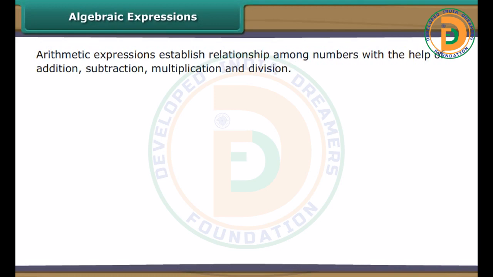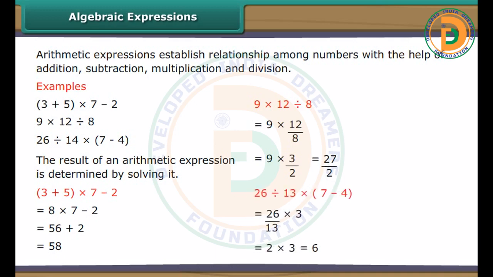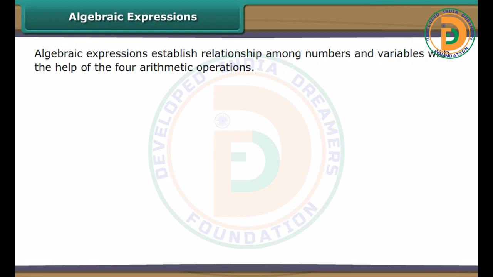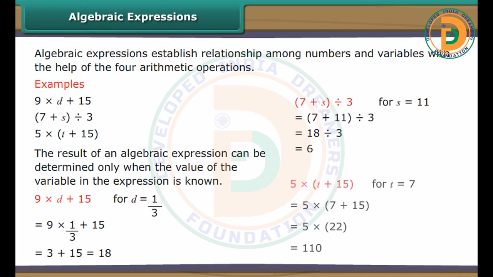Algebraic expressions. Arithmetic expressions establish a relationship among numbers with the help of addition, subtraction, multiplication, and division. Here are some arithmetic expressions. The result of an arithmetic expression is determined by solving it. Let us solve each of these arithmetic expressions. Algebraic expressions establish relationship among numbers and variables with the help of the four arithmetic operations. Here are some algebraic expressions. The result of an algebraic expression can be determined only when the value of the variable in the expression is known. Let us solve each of these algebraic expressions for specific values of the variables.